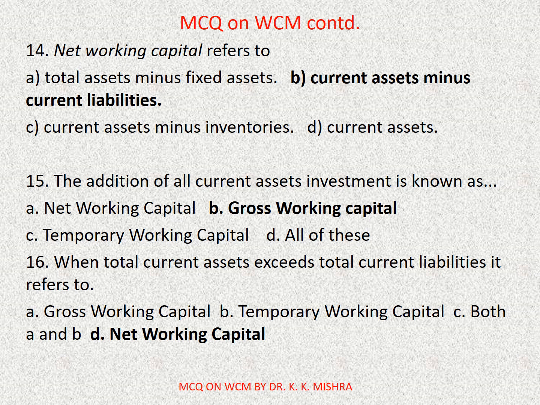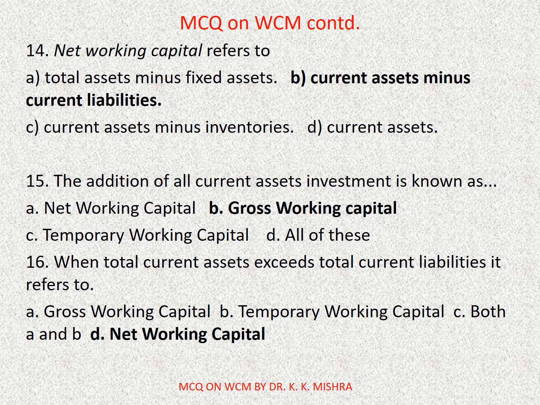Question number 16. When the total current assets exceeds total current liabilities, it refers to. Options are A. Gross working capital. B. Temporary working capital. C. Both A and B. D. Net working capital. Correct option is D. Net working capital.